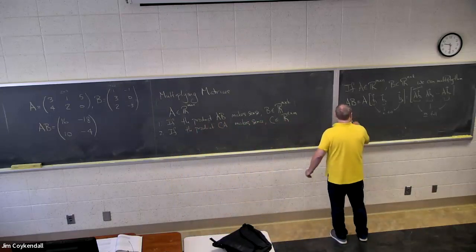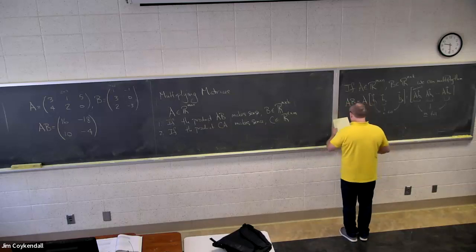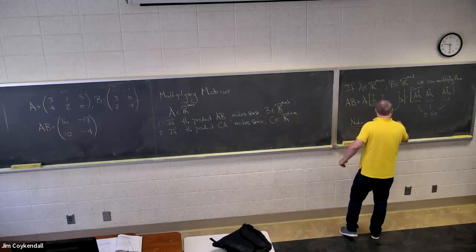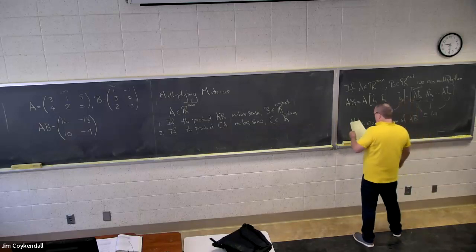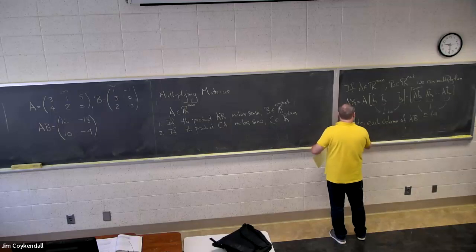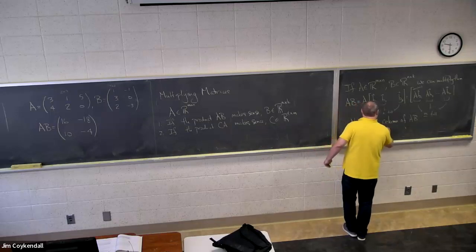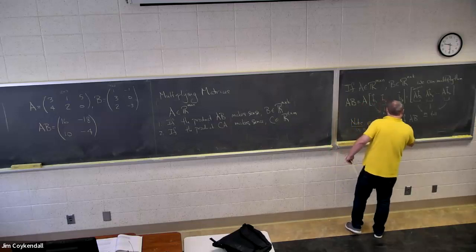Note each column of AB is a linear combination of the columns of A.